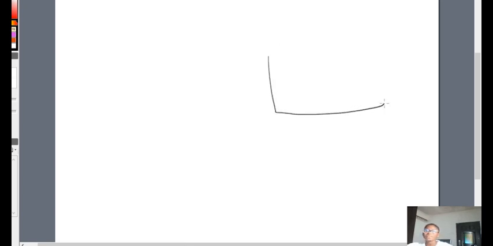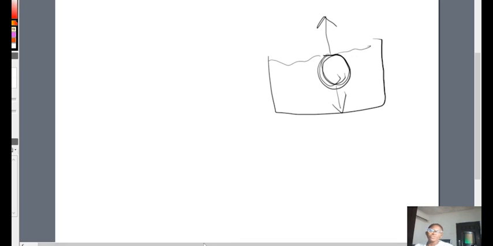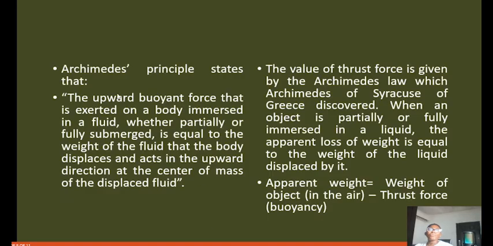We have a body, maybe a ball, and it's submerged. You know that for every body, two forces are acting according to Newton's law. One force will be pulling you down, one force will be pulling you up. So if a body is partially or fully submerged in water, the upward buoyant force exerted on it is equal to the weight of the fluid that the body displaces and acts in the upward direction at the center of mass of the displaced fluid.